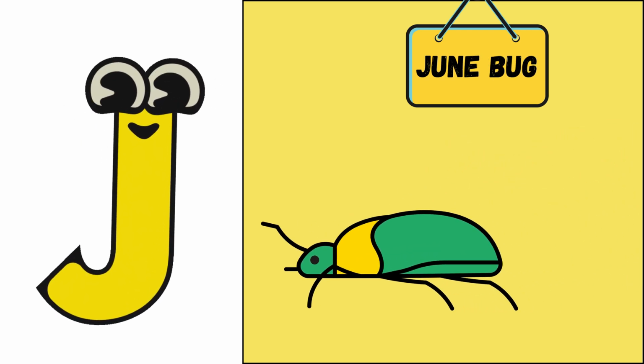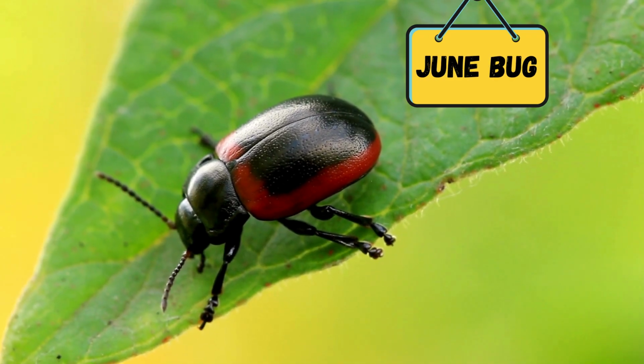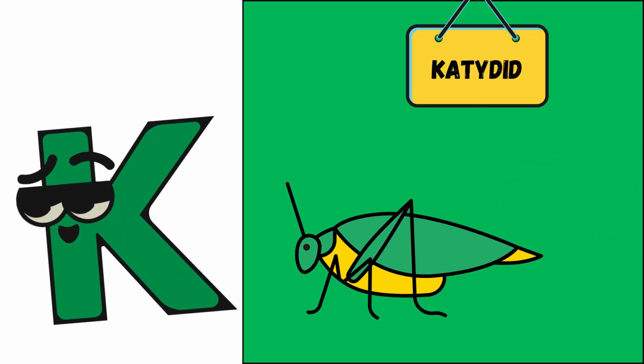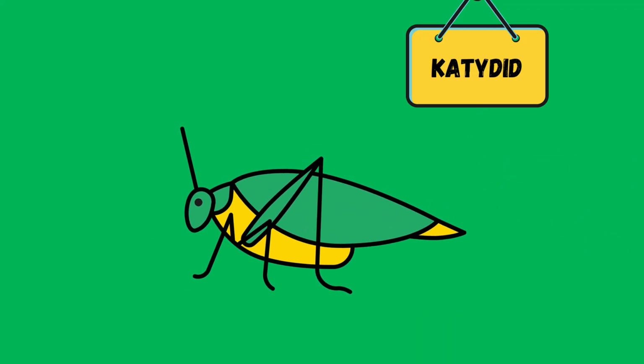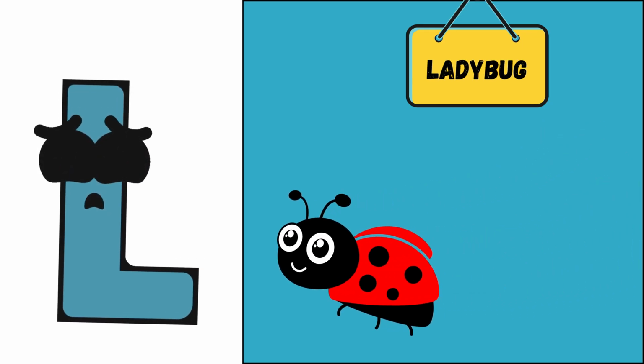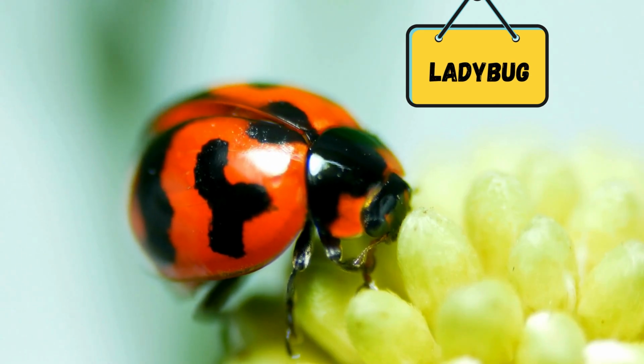J is for junebug. K is for katydid. L is for ladybug.